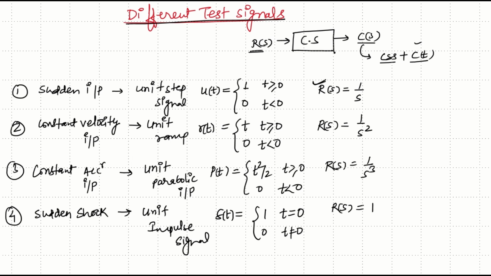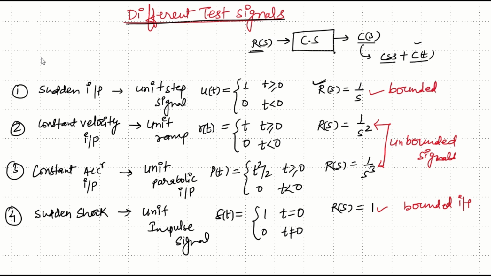So these are the 4 different types of test signals we generally use to get the transient and steady state response of a control system. Out of these four test signals, the constant velocity and constant acceleration signals are the unbounded signals. And the sudden input and the sudden shock are the bounded inputs.